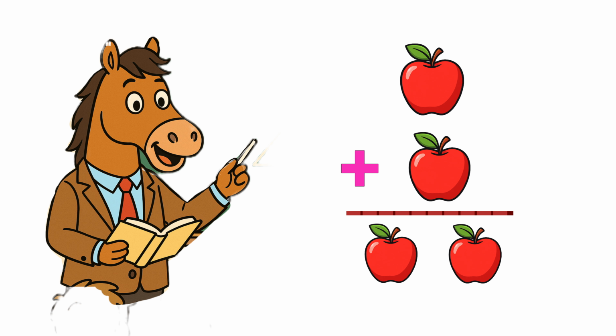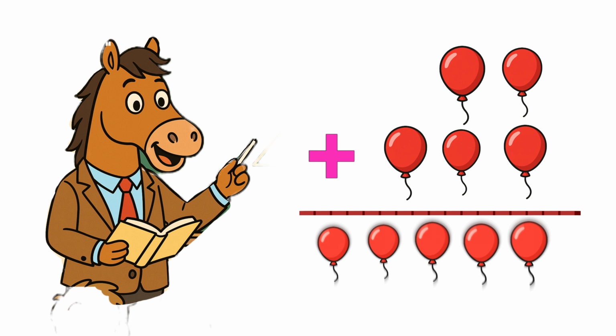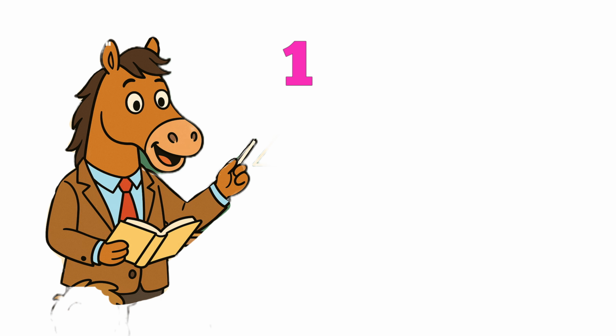Let's try with balloons. I have two balloons. If I get three more balloons, how many balloons do I have in total? Let's count together. 1, 2, 3, 4, 5. Yes, 2 plus 3 equals 5 balloons. I have 5 balloons. Now let's do some number sums.